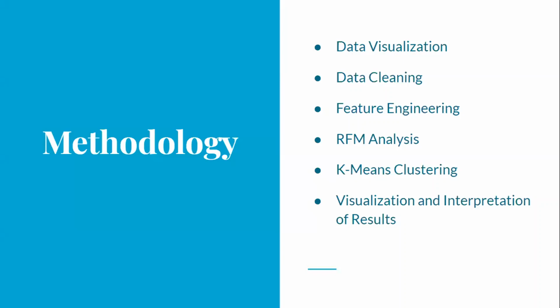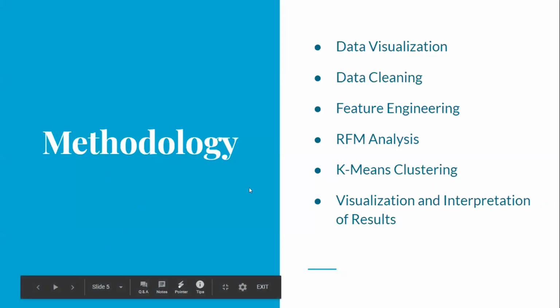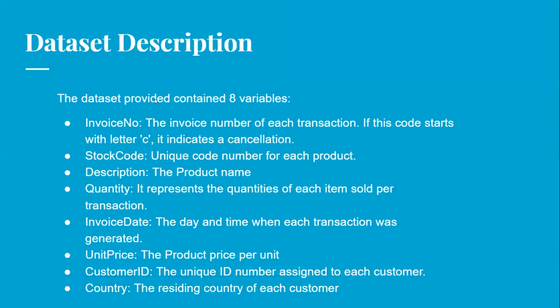Then we also used the K-means algorithm. With the K-means algorithm, we're able to group the customers into clusters, and from these clusters, we're able to find out the products they consumed the most. Then we also visualized and interpreted our results. So this is the description of the data set that we were provided with.